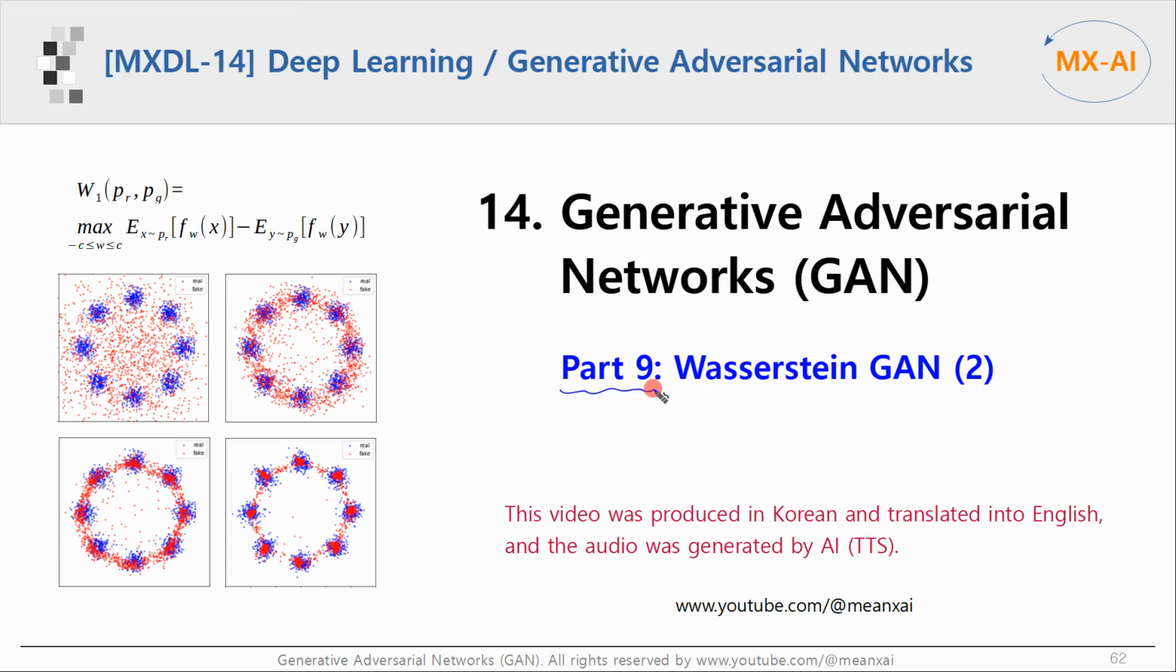This is part 9 of a series on generative adversarial networks. In this video, we will look at the second part of Wasserstein GAN.